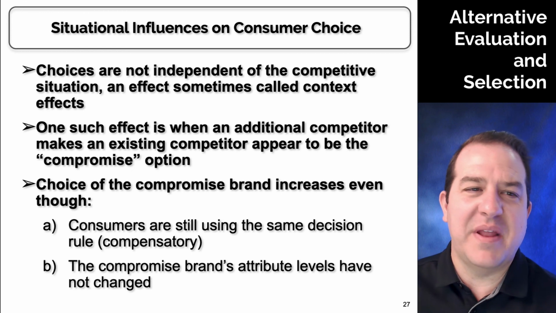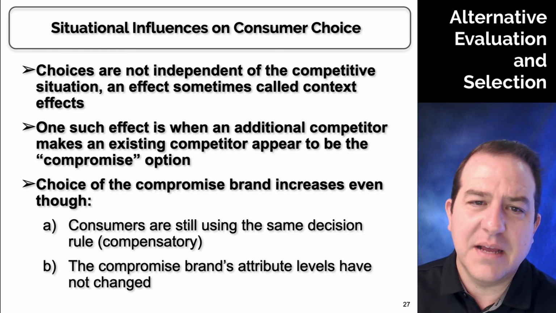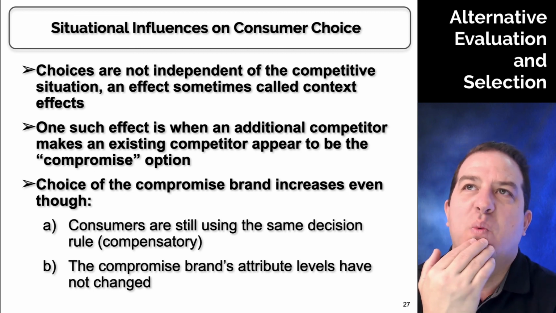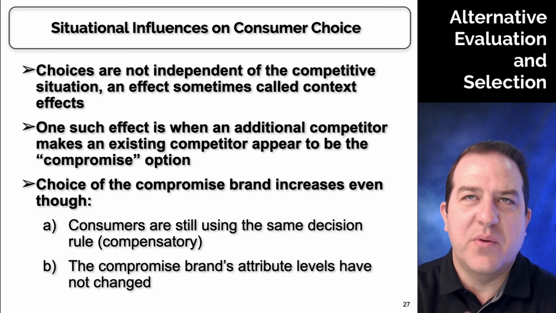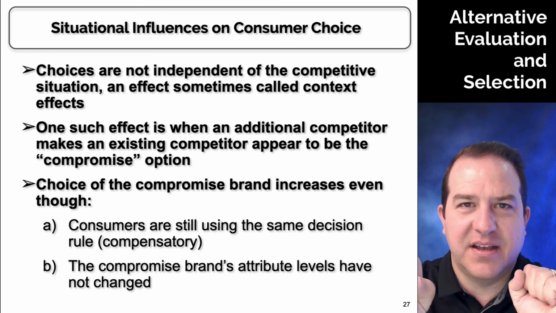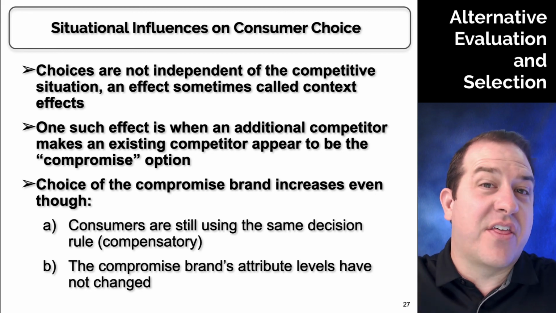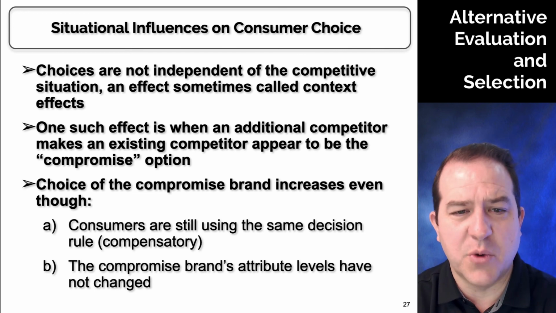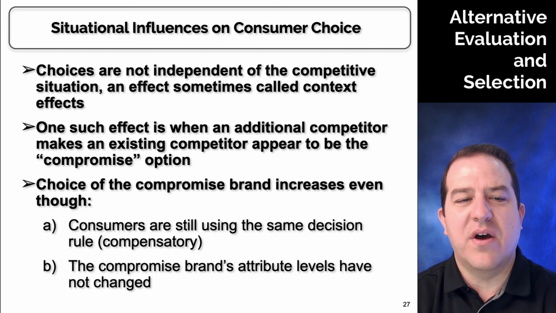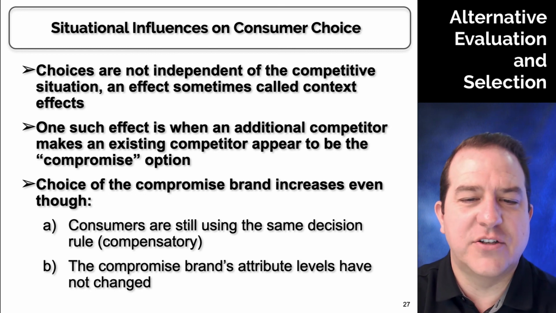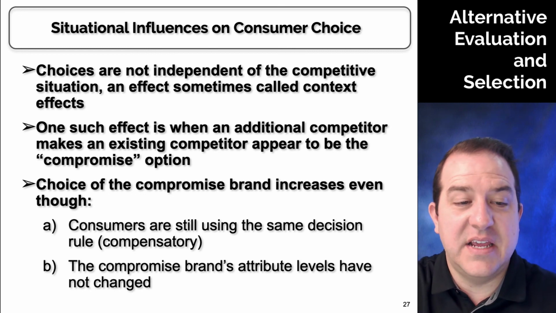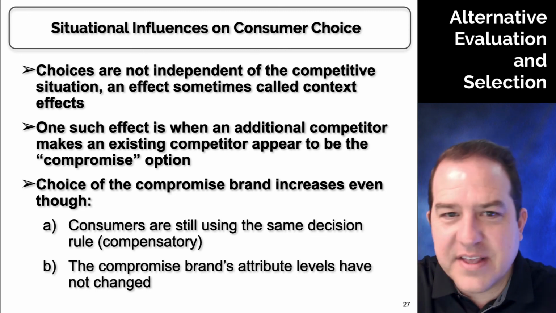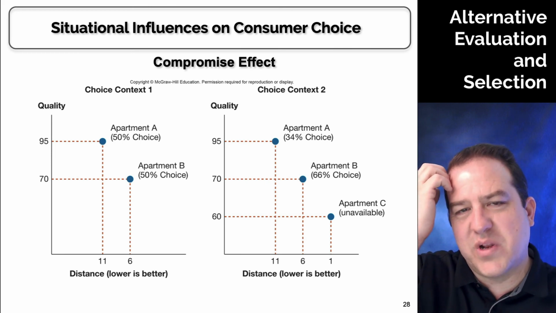So choices are not independent of competitive situations. And sometimes it's called context effects. And so what happens is we can adjust what the choice will be. We set up a binary choice sometimes as a marketer, and we say you could buy this or this. But what if we had a third one in there? It actually affects the way that people think about stuff. So when we add that competitor, we all of a sudden get a compromise option. And the choice compromise brand increases even though consumers are still using the same decision rules, and nothing has changed. So this is a little bit complicated, but I just want us to understand this.